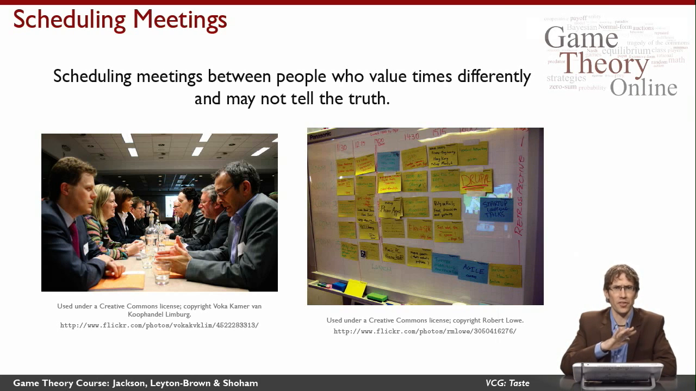Here's a third example, which is, again, pretty different from the first two. It's a little bit more like the bridge example. I need to make kind of a social choice here rather than allocating one thing among different people. Here, the problem is scheduling meetings.